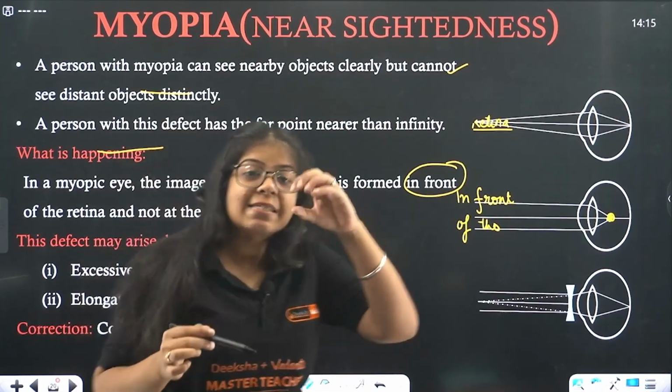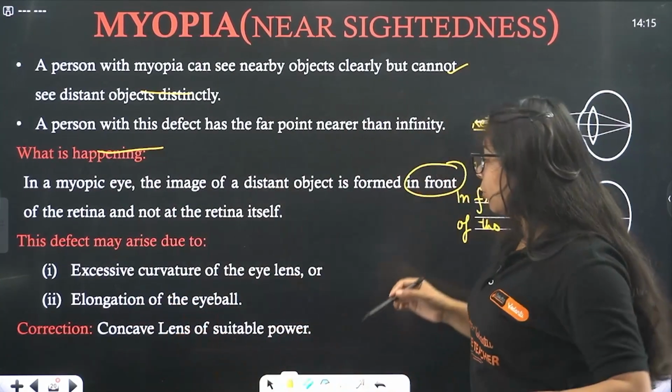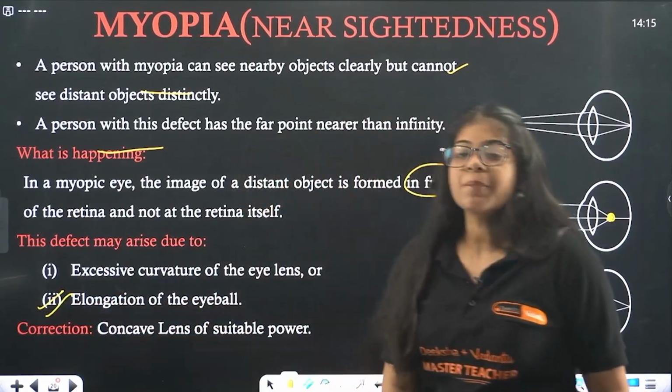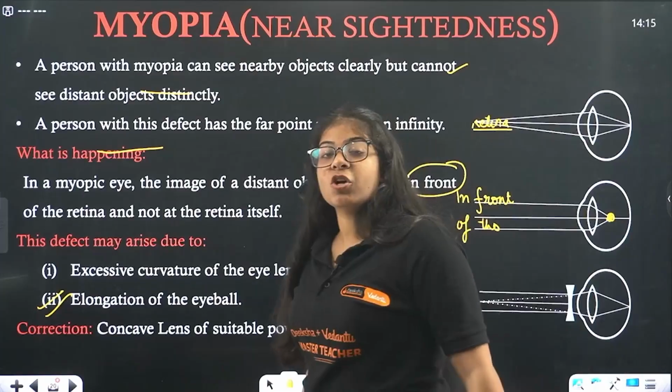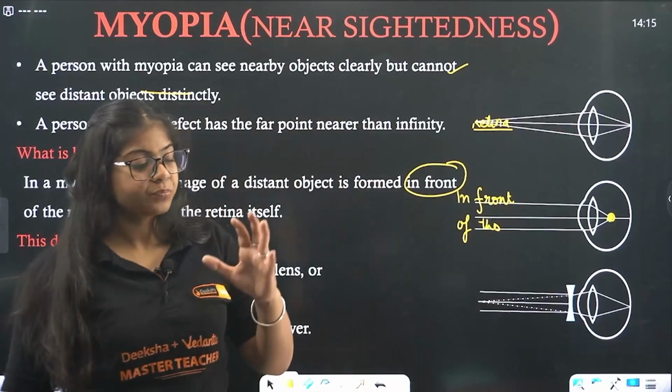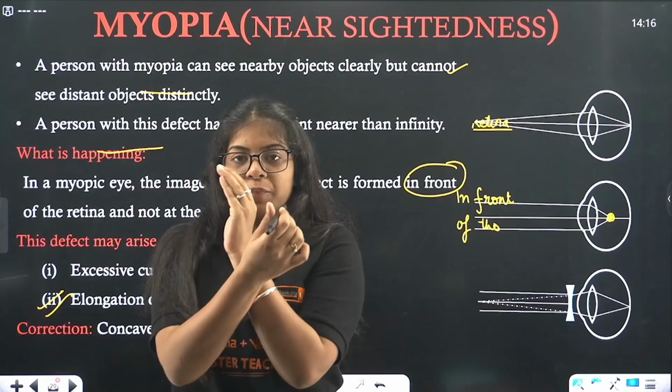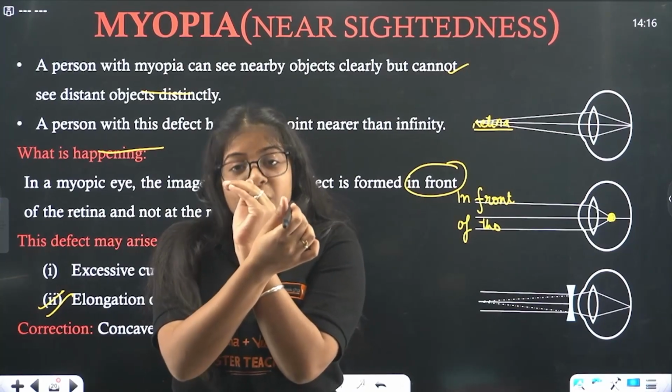So this is excessive elongation of the eyeball, as we call it. The other cause is excessive curvature of the eye lens. This is the focal length of the eye lens and it is focusing the image here. Now if it contracts, its focal length will decrease.